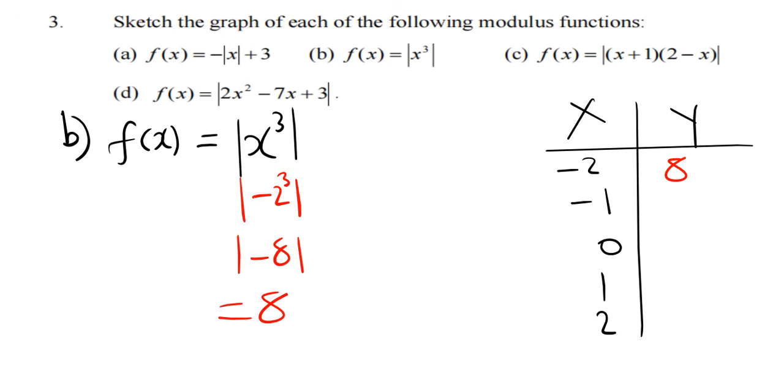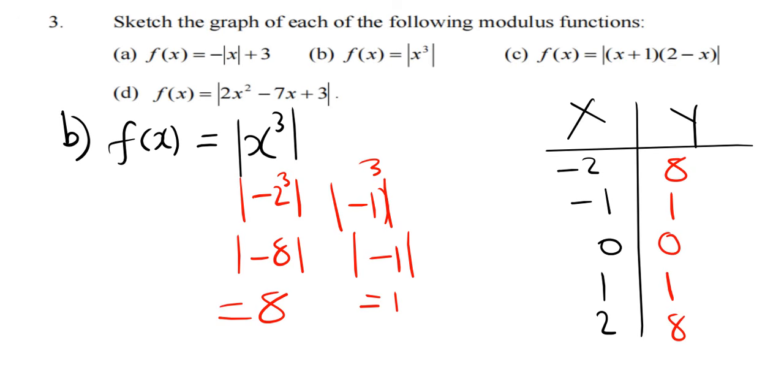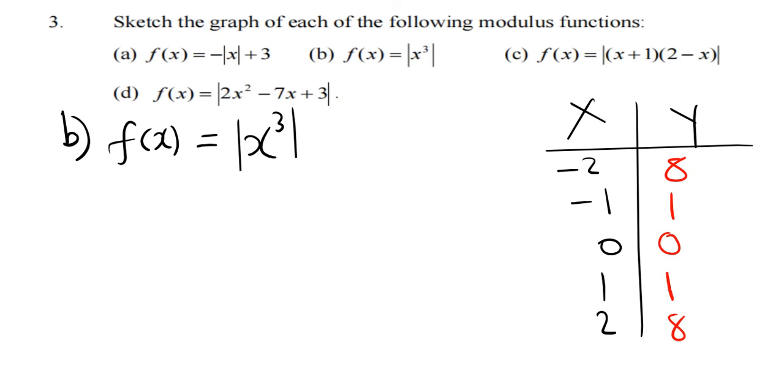What if we put negative 1 now? Okay, negative 1 to the power 3, that is just a negative 1. Now the modulus of a negative 1, it is a 1. So I'm going to put a 1 there. The modulus of 0 is 0, the modulus of 1 is 1, the modulus of 2 is 8. So we are able to see we can't have a value of y which is negative once you put in the modulus. So if that is what we have, we're just supposed to plot and we see how our graph is going to behave.